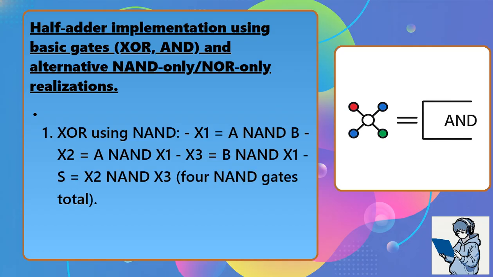2. XOR using NAND. X1 equals A NAND B. X2 equals A NAND X1. X3 equals B NAND X1. S equals X2 NAND X3. 4 NAND gates total. Thus, the half adder needs 6 NAND gates, 2 for carry, 4 for sum.